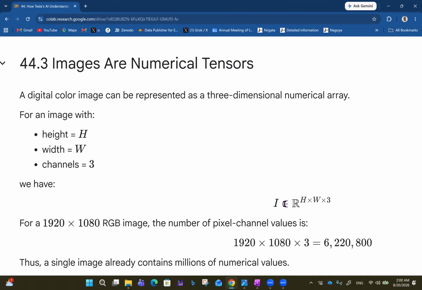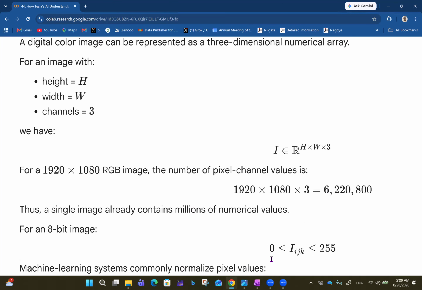We have I as an element of R^(H×W×3). So for a 1920 by 1080 RGB image, the number of pixel channel values is 1920 times 1080 times 3. That's 6,220,800. Thus, a single image already contains millions of numerical values like that.